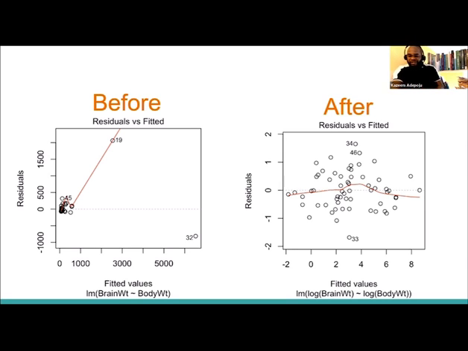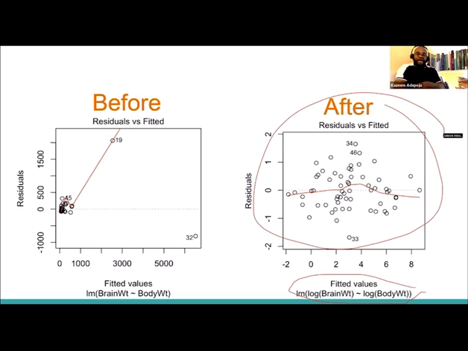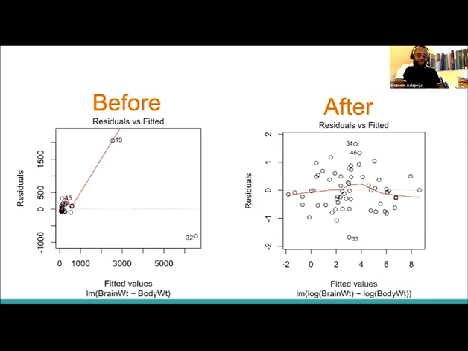Now, take a look at this. After transforming, we're going to run our regression again. It's going to be log of brain weight on the log of body weight. And look at our residual now. Our residual is good right now. It's without pattern. So to me, the transformation has really worked.